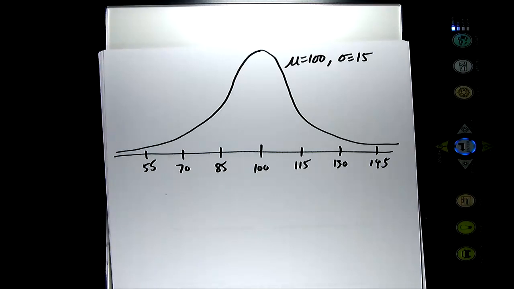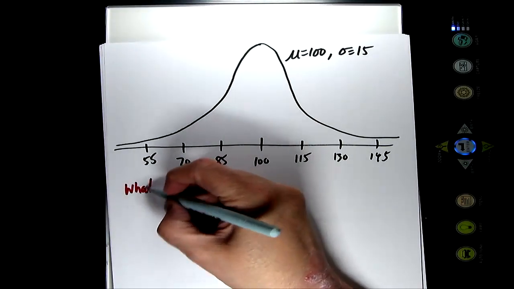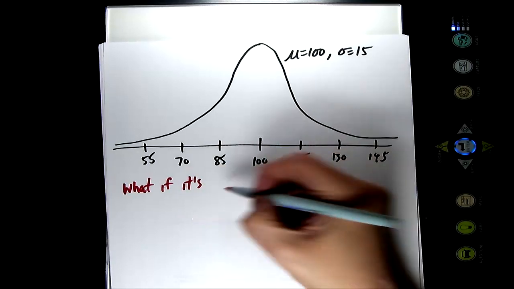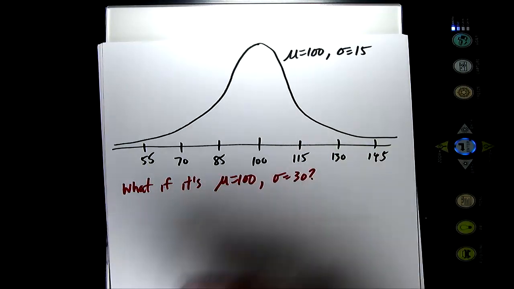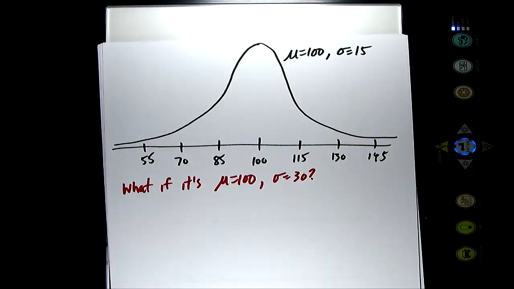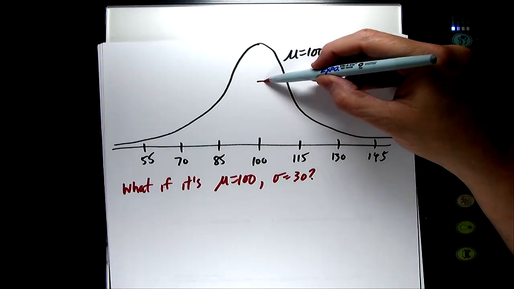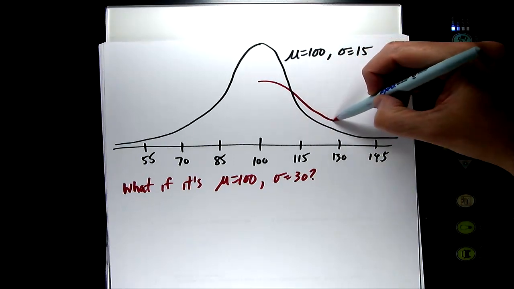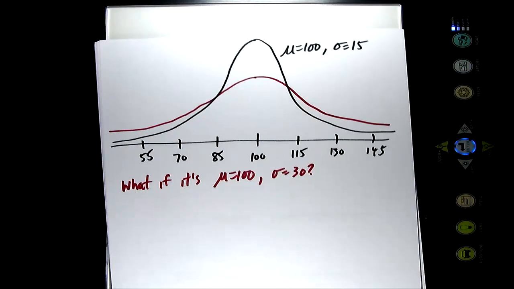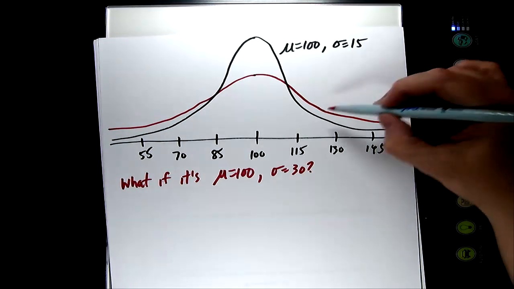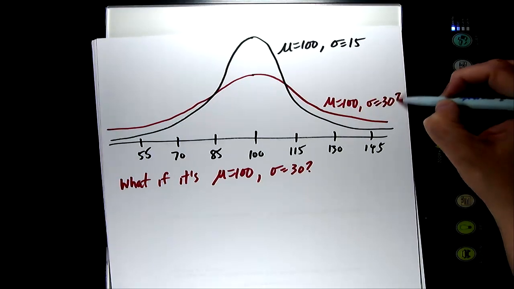What happens if the standard deviation goes up? What if it's still a mean of 100, but the standard deviation is like 30? Well, it has to start at a lower value because it's going to be a little bit higher out here. This isn't exact because I'm just sketching a situation, but it's definitely going to be shorter.